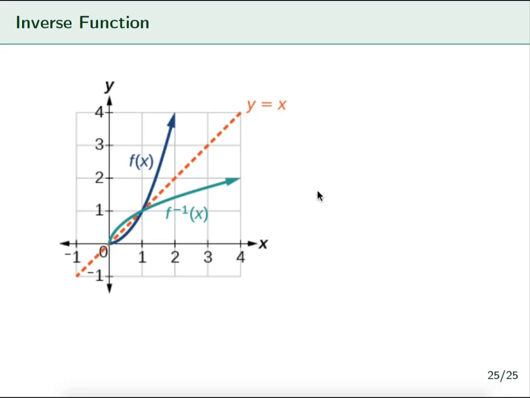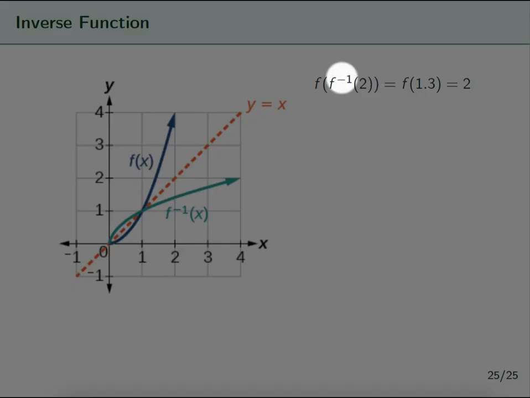So let's pick a number. I'm going to try to composite two functions. If I do f of f inverse of 2, let's look at this first. Let's evaluate this value. So f inverse is the green graph. I'm going to plug 2 into the green graph, and as an output, I get maybe about 1.3. So, estimated 1.3.